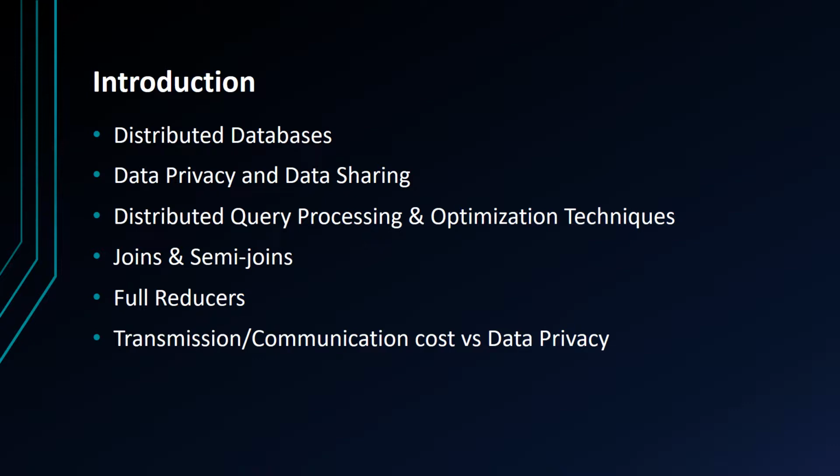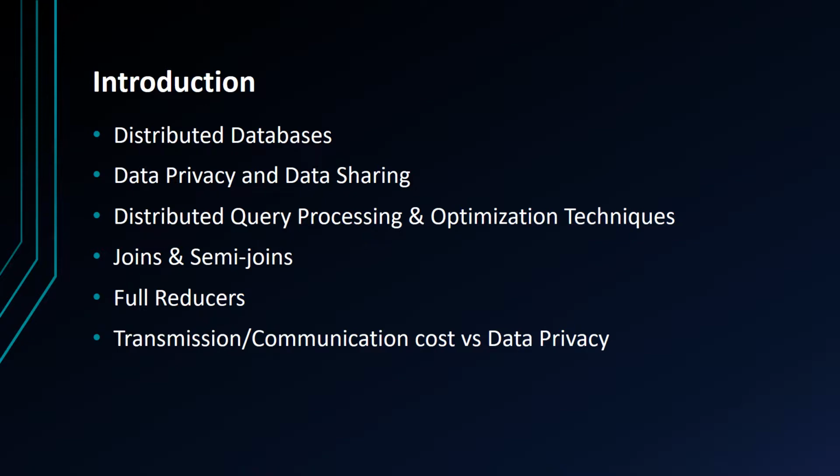Let's come to query processing and optimization techniques. Here we will take up a semi-join operator to describe this in a distributed database approach. We will also discuss the difference between joins and semi-joins. What is a semi-join? What is a full reducer? As I said, transmission cost, shipping one relation from one site to another, is a major issue in the distributed database approach. And how data privacy and transmission cost pose a trade-off in a distributed database approach.